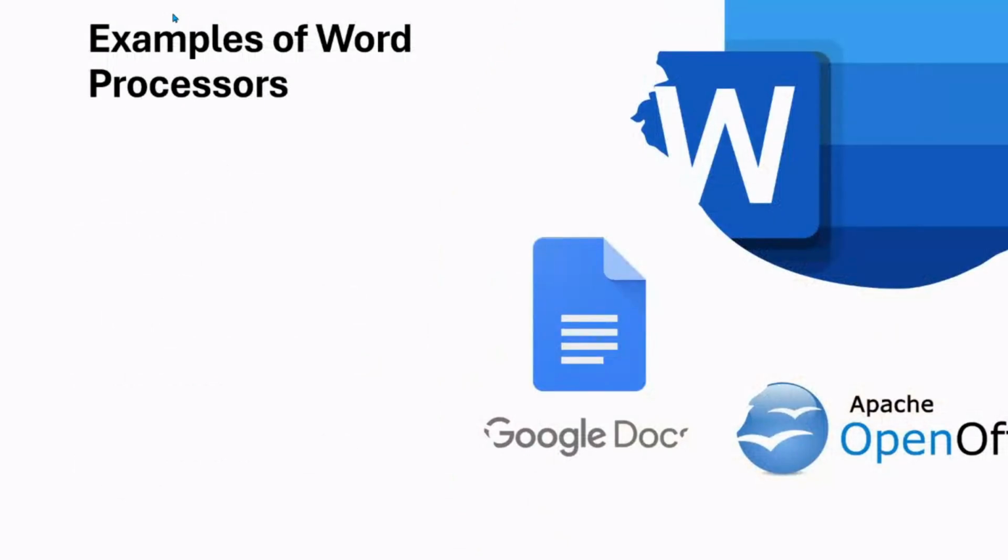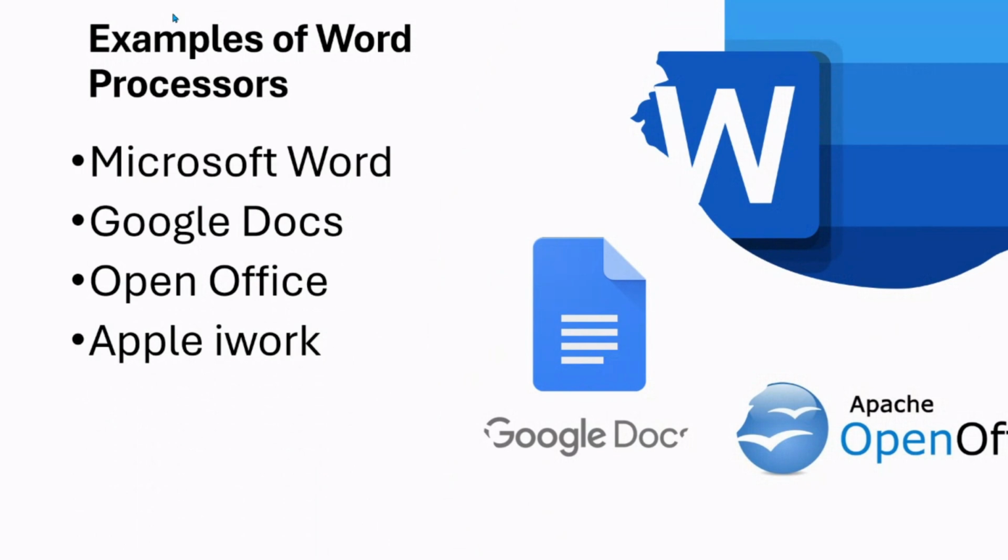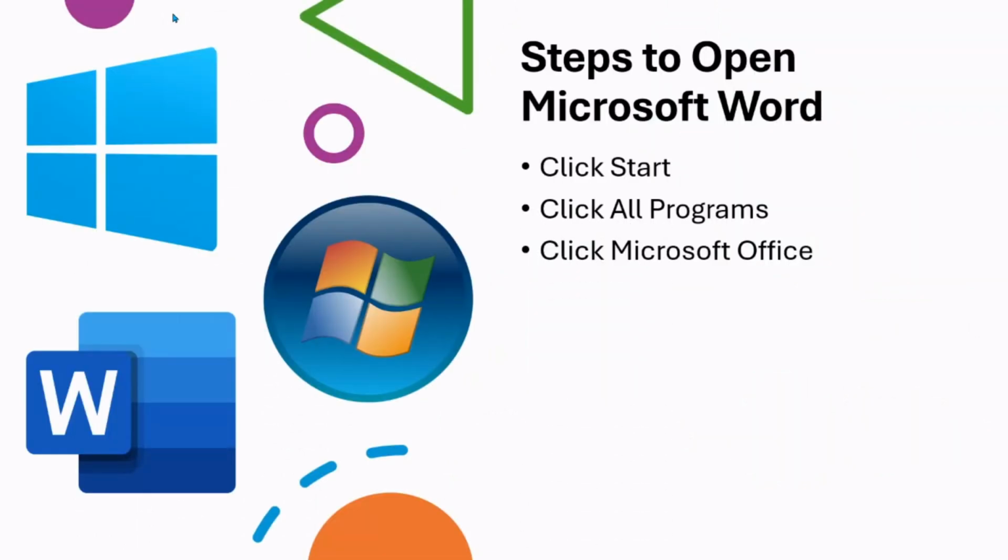Examples of word processors. So we have Microsoft Word, we have Google Docs, we have Open Office, and we have Apple iWork. So all these are examples of word processors that we can use to create our documents in. Steps to open Microsoft Word. So we click Start, we go to All Programs, we click Microsoft Office, and then we open Microsoft Word.